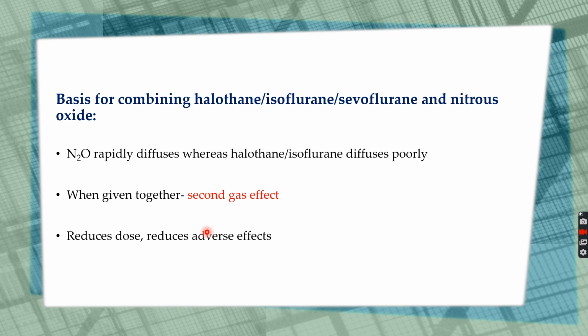So the advantage of the second gas effect is that a reduced dose of the second gas is required, because even if you give a small dosage of the second gas, it will diffuse into the alveoli and produce the anesthesia. And if the dose is reduced, automatically the adverse effects also will be reduced. So that is the main reason why nitrous oxide is combined along with halothane, isoflurane, sevoflurane, etc.